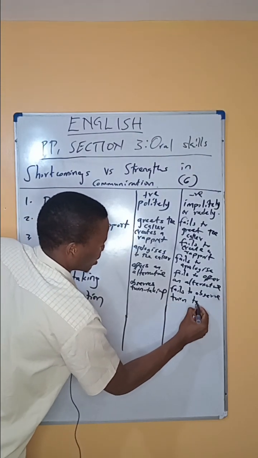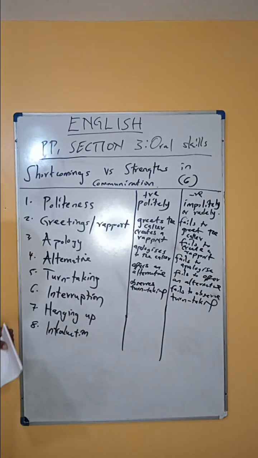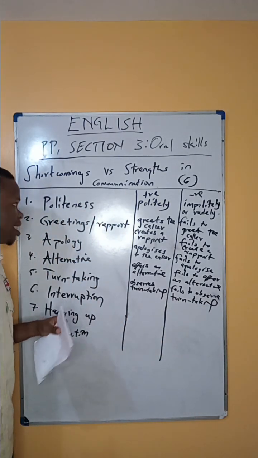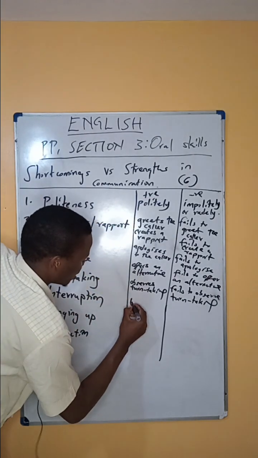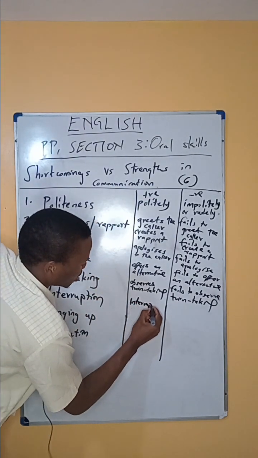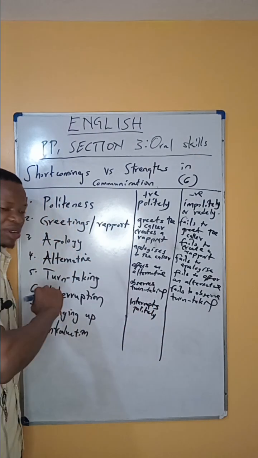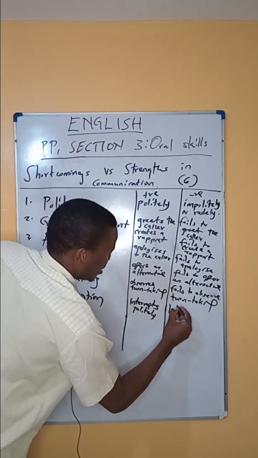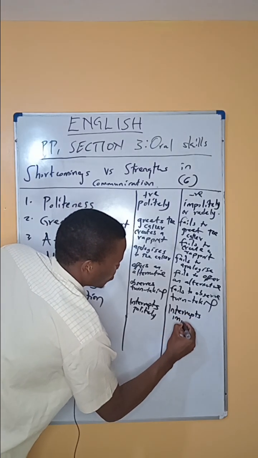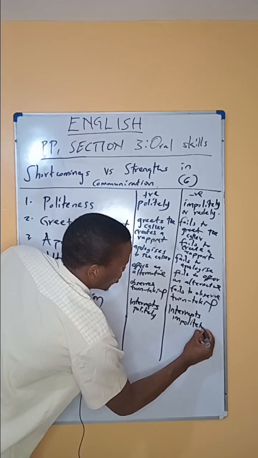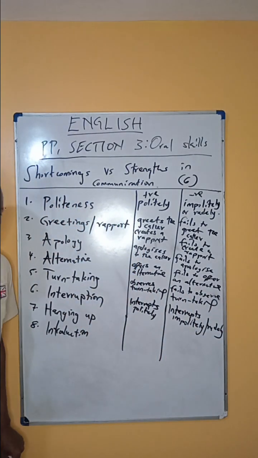Okay, when you go to interruption, if you must interrupt someone, then you have to do it politely. In the strength you say interrupts politely. In the weakness, interrupts impolitely or rudely, which is not okay.